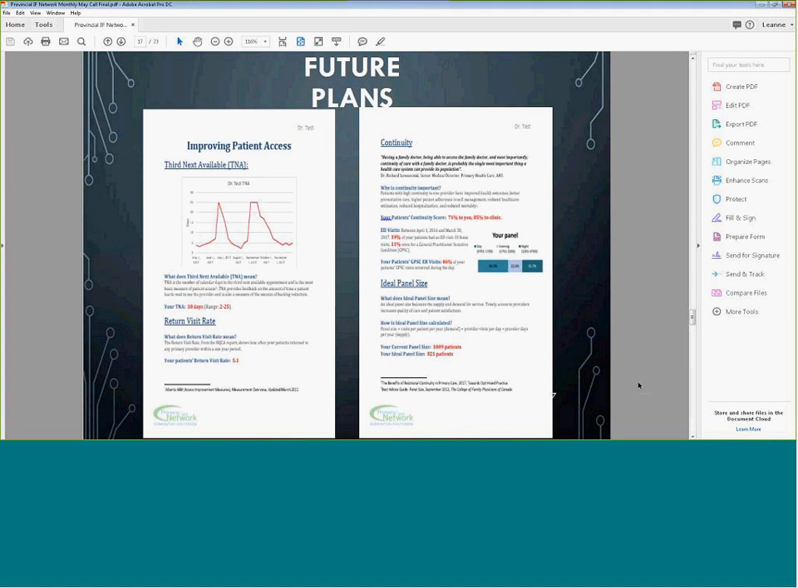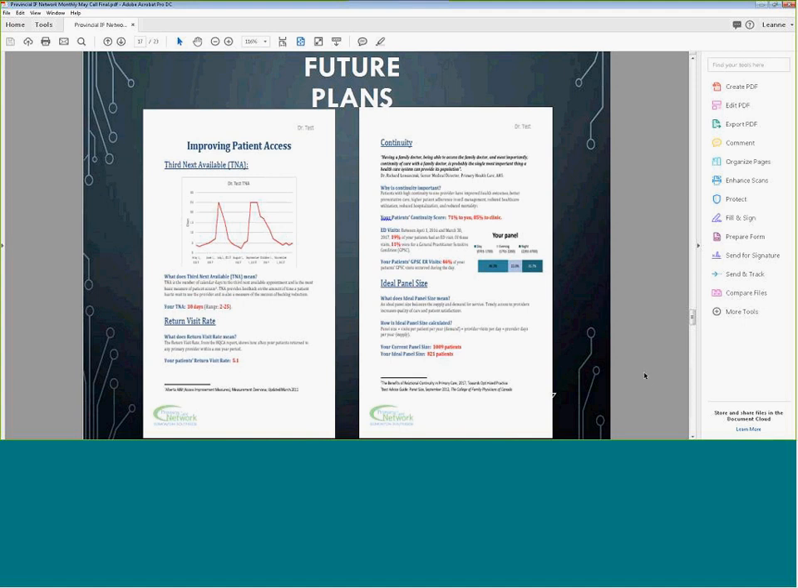Just down at the bottom on the right side, you'll see we presented them a bit about ideal panel size. So we gave them the breakdown of how we calculated their ideal panel size and what numbers we used, and then gave them the comparison between their current panel and their EMR and what their ideal panel size should be.